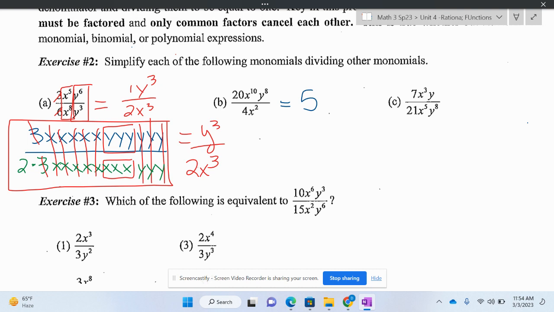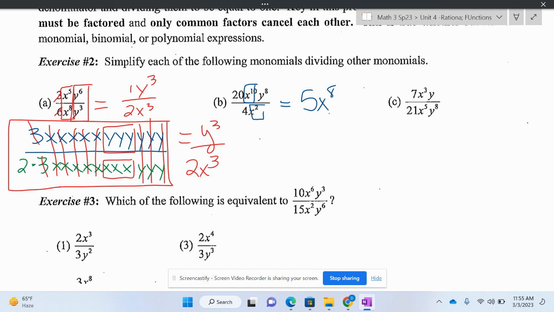Thank you. Okay, so you've got to be able to write on your notes. Let's look at the x's. I have an x to the 10th in the top and an x squared in the bottom. Are there more powers of x in the top or the bottom? The top. You have x to the 10th in the top and only 2 in the bottom. So 10 minus 2 is 8, and it's going to stay in the top.